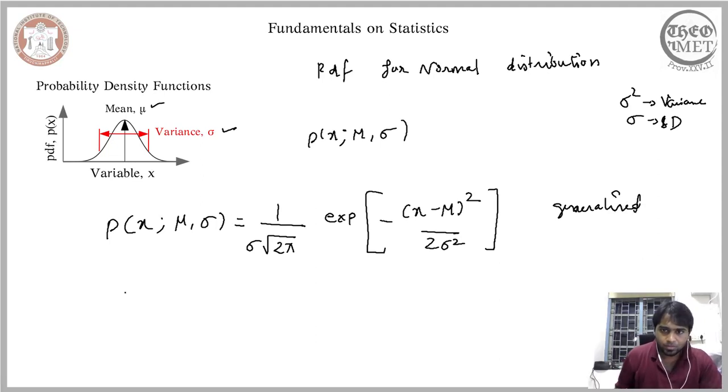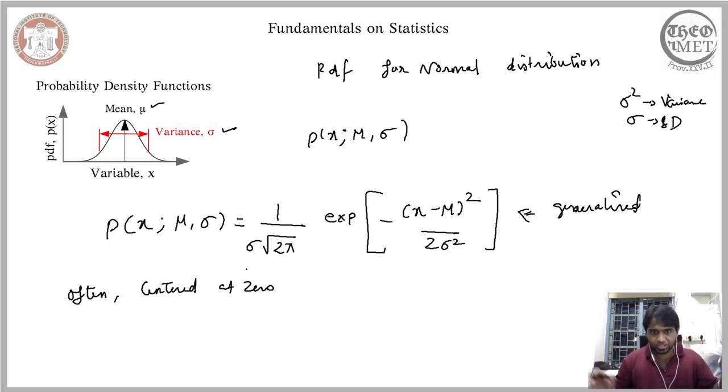This is the generalized function where mu and sigma can assume any values, and it can be used for any distribution. But often what we observe when we consider the normal distribution is that the normal distribution curve is centered at 0, and the corresponding spread can be described by a standard deviation or variance of 1.